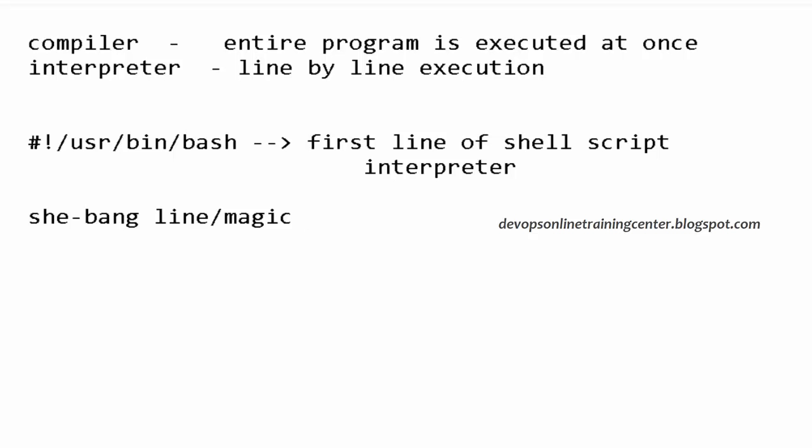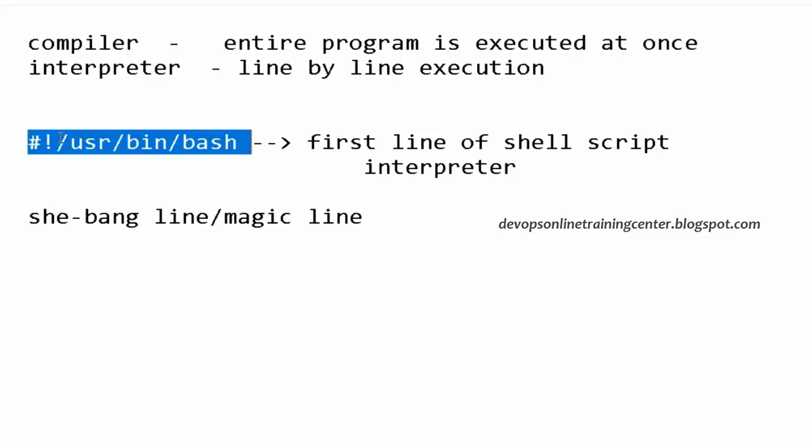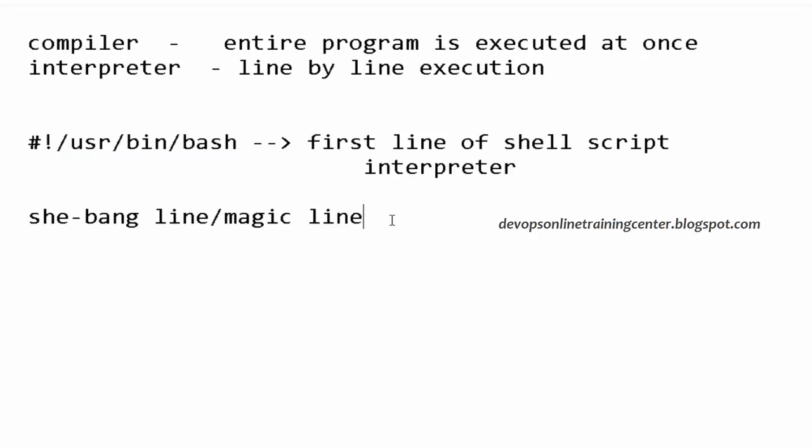Generally when a line starts with hash it is a comment, but when it's followed by an exclamation it is called the magic line, the shebang line. So the machine knows that it has to use the bash interpreter. By default in Linux the bash interpreter is used. In the case of AIX and HPUX, the KSH shell is used, so it will be something like /usr/bin/ksh.